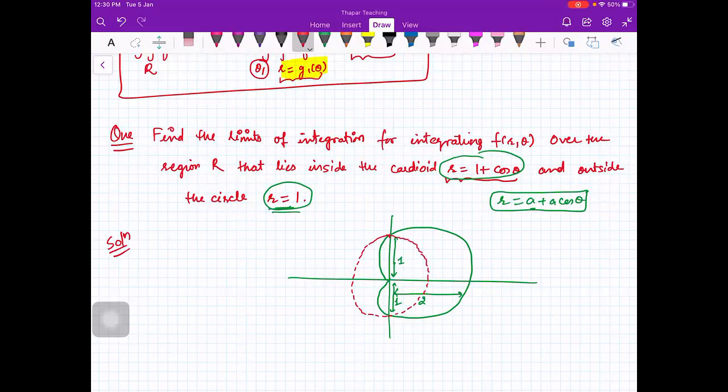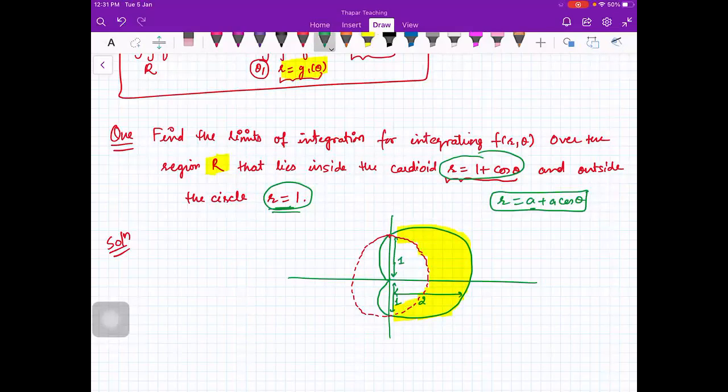So which area are we talking about? Which region R are we talking about? We are talking about this region, which is inside the cardioid and outside the circle. Is that okay? There is no other region.